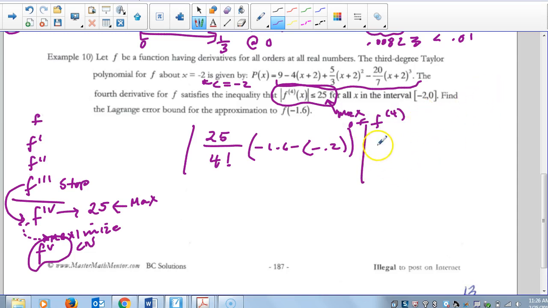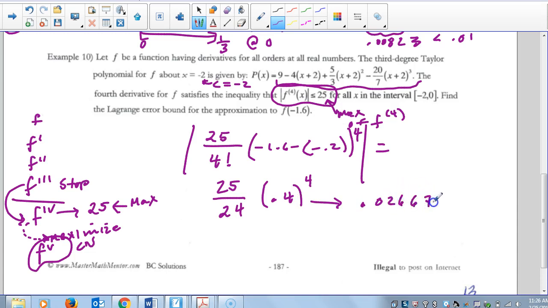And if you work that out, and again, this one is possible to do without a calculator. It's a little bit intense, but you get 25 over 24. If you work this out, it's 0.4. And I forgot my power. This is to the 4th. Okay, with a calculator, not too bad. It's 0.02667. So that's my error for whatever this thing is in stopping at the next term.